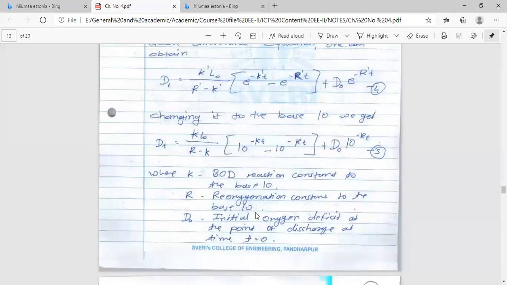Bracket complete plus d naught you have calculated 2.976. D naught you have calculated 2.976 into 10 raised to minus R. Value of R is 0.3 into t, small t. Value of small t is 1 into 1. Now tell me the value of dt. Value of dt, please. I hear your question is over.